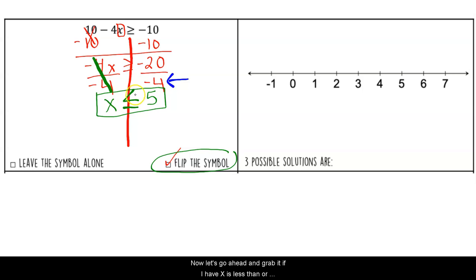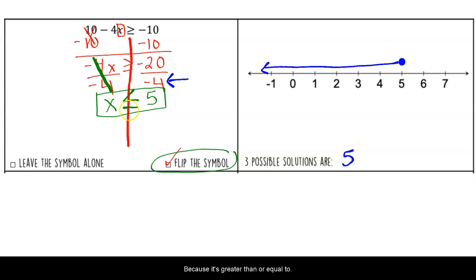Now let's go ahead and graph it. If I have x is less than or equal to 5, that means 5 is a possible solution. And I'm looking for numbers that are less than or equal to, so I'm going to draw my arrow to the left. Based on this graph, I can come up with 3 possible solutions. I could come up with way more than 3, but here I know that 5 is a solution because it's less than or equal to. Another solution from this number line would be 2. Another would be 1/2, because 1/2 is between 0 and 1. So anything to the left of 5, including 5, would be a possible solution.